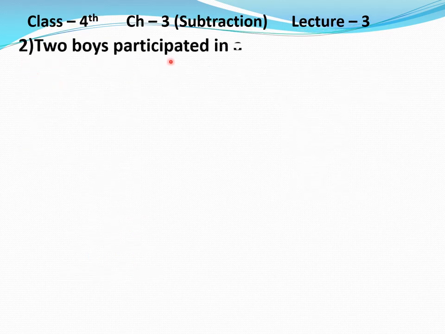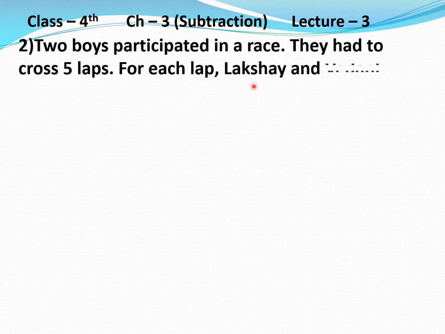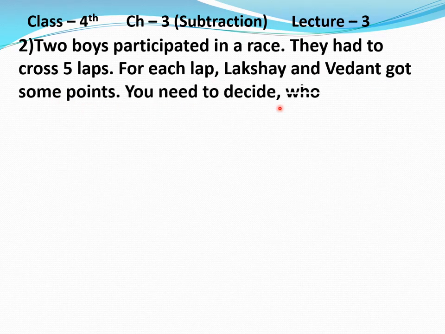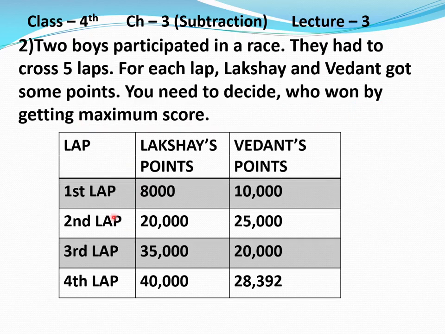Now, question 2. Two boys participated in a race. They had to cross 5 laps. For each lap, Lakshay and Vedant got some points. You need to decide who won by getting maximum score. See, table is given. Lap. First lap, second lap, third lap, fourth lap. Lakshay's points and Vedant's points are given. Clear?